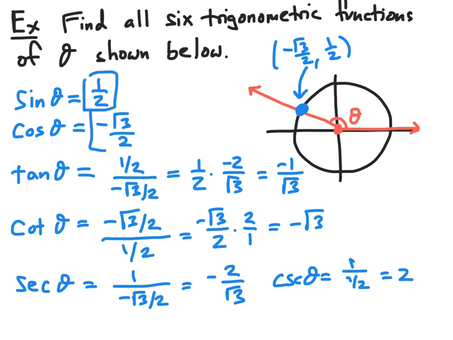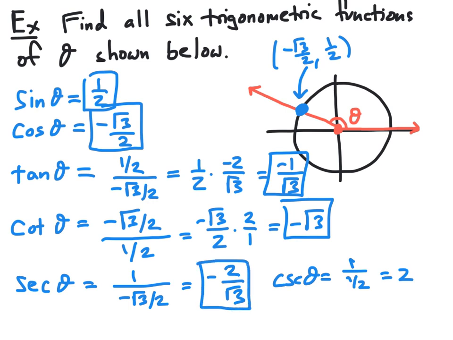So our 6 trig functions are found by first finding the values of sine and cosine using the coordinates of the point on the unit circle, and the remaining 4 are found using the ratios involving sine and cosine.